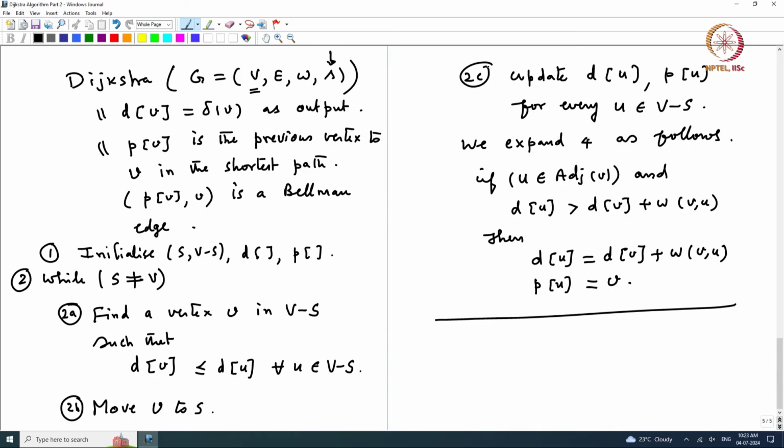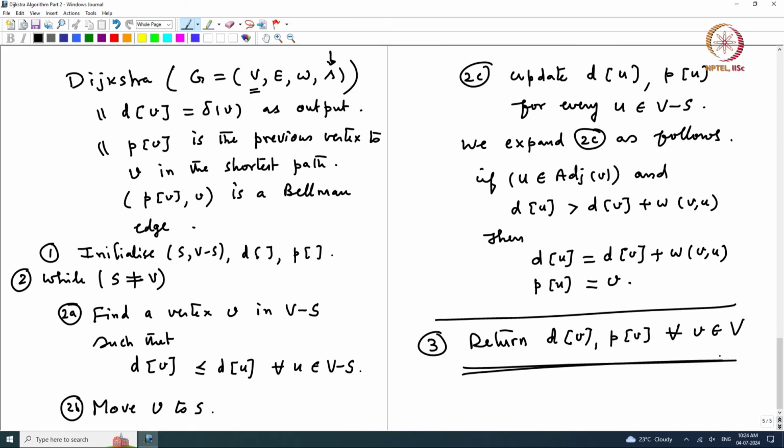We expand step 2c as follows. Okay, we are just fitting in 2c as follows. So, this will be in the while loop. After the while loop, the third step: return the D array and P array. Okay. So, we will write it like this: return D of v and P of v for all v belonging to V. This is the output that we want.